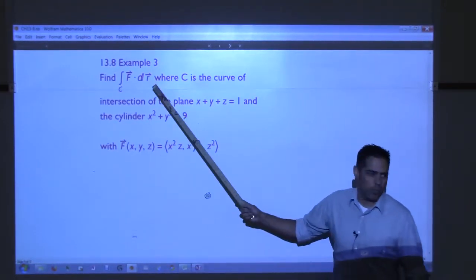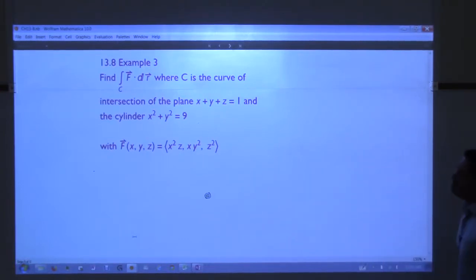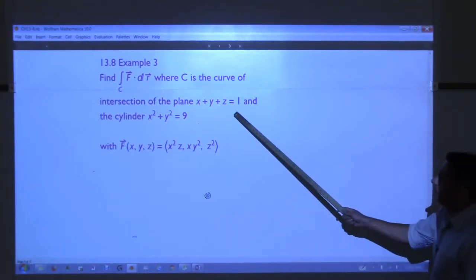So this was work, and we're given a curve C, which is the intersection of a plane and a cylinder, and we're given the vector field here. We're going to use Stokes' theorem for this, but let's first take a look at what C looks like. All right, so we have a plane and a cylinder.